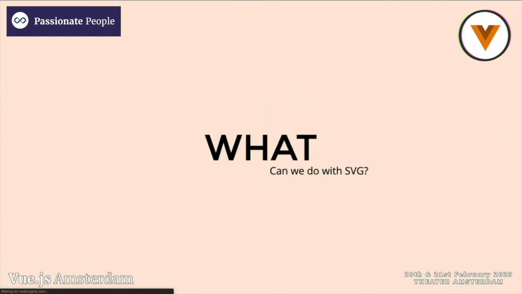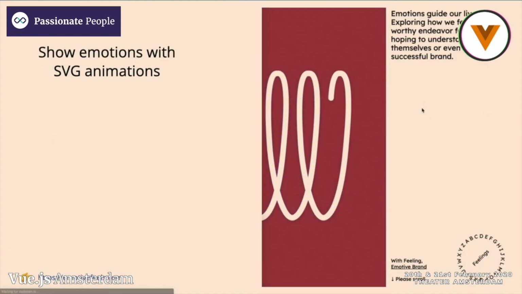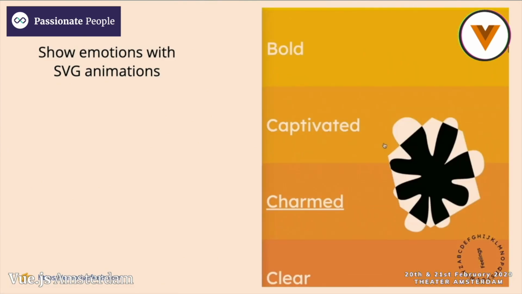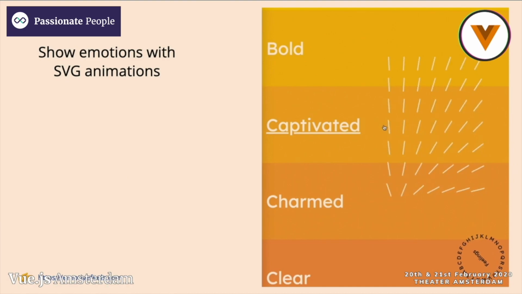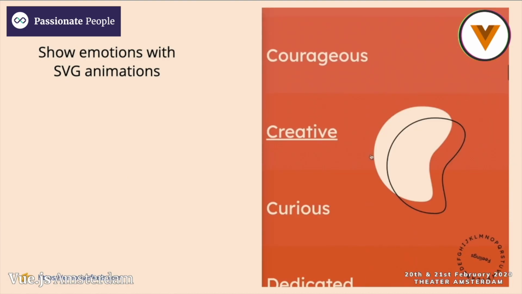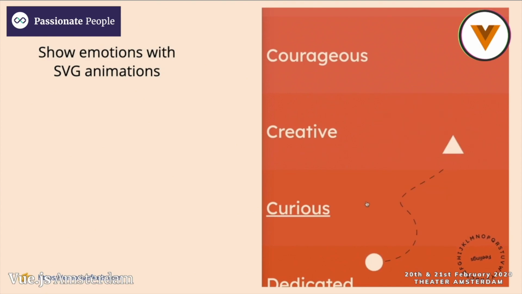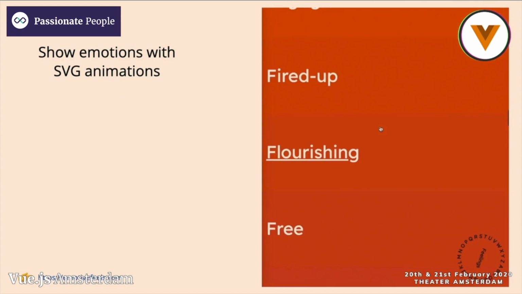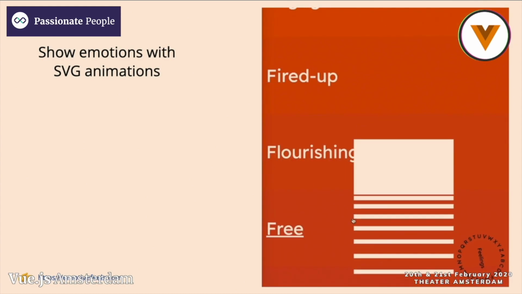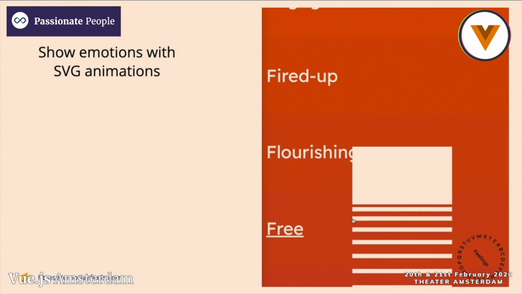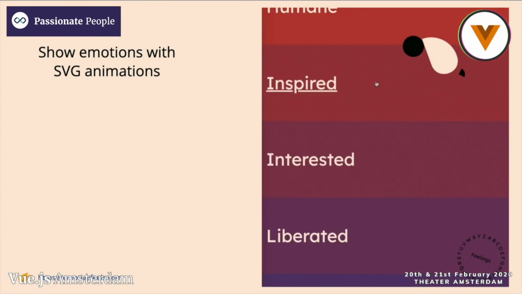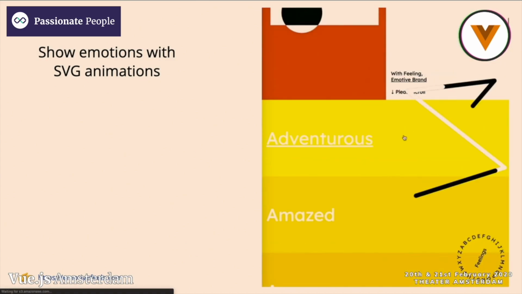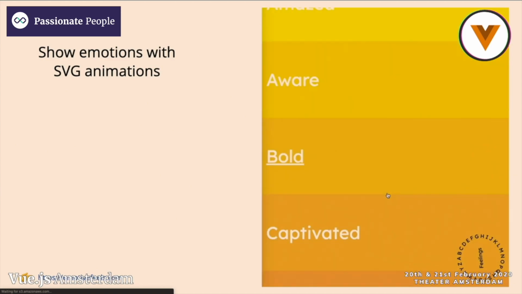So what else can we do with SVGs? We can show emotions. This is a very interesting website, Emotive Fields. It uses SVGs and SVG animations to express different kinds of emotions. It has some other stuff. If you go there, you can see a lot of different animations. And it does it in some cases pretty well. It's an animation, but it makes me feel something, which in some cases I do connect to, like amazed, this puffy thing.